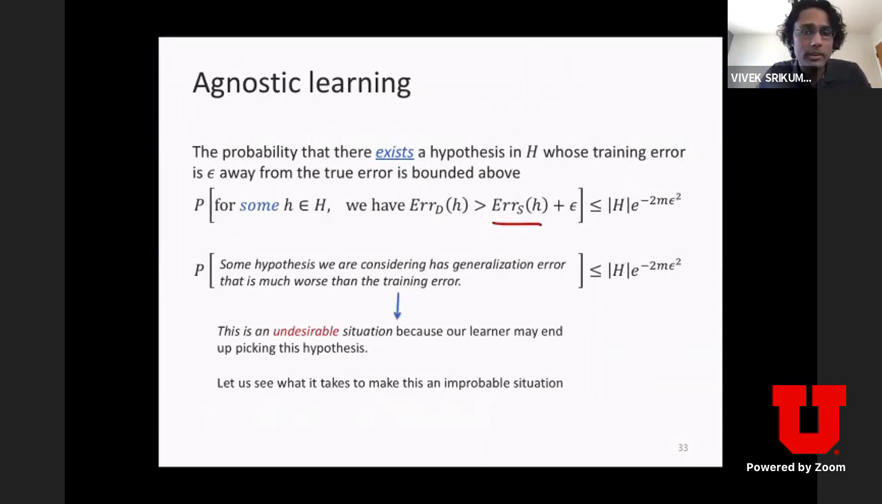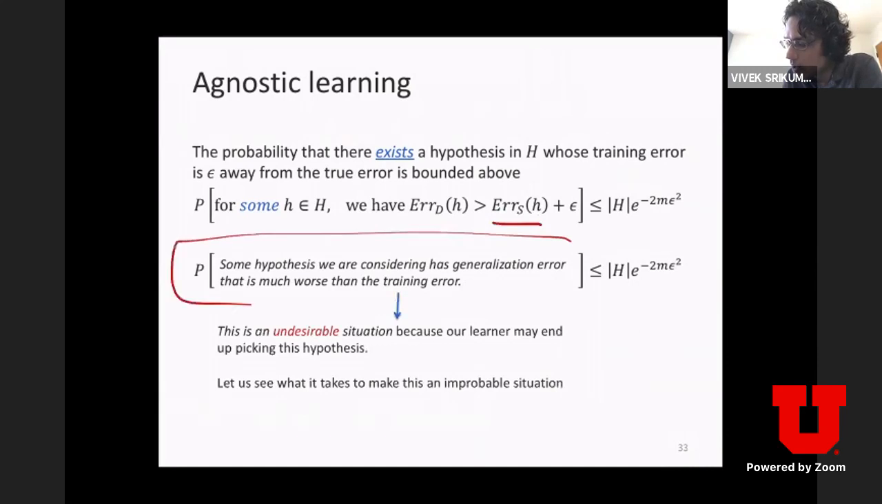So what is it going to take on our part to make this undesirable situation improbable? What's it going to take to make this extremely rare? How rare? I want this probability to be less than delta, where delta is your small number. There's your answer for where the delta is.